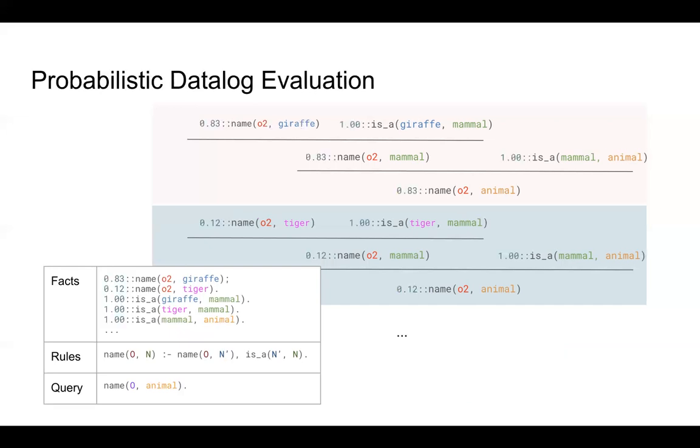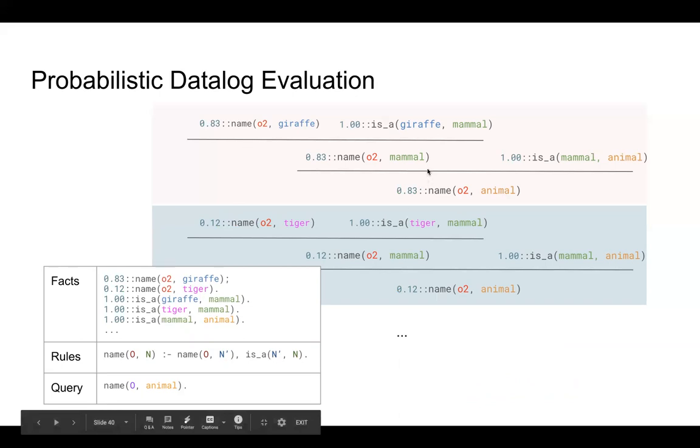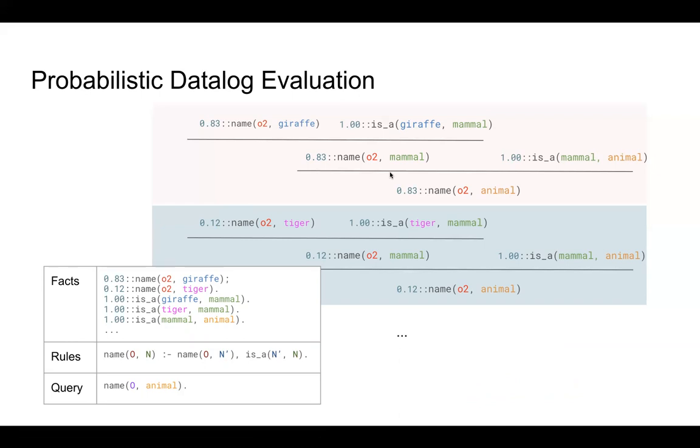Now let's get back to our probabilities. You might propagate them through these proof trees, as I've shown here. In each of these trees, we only see conjunction right now, but later on we'll also see disjunctions. So in this particular proof tree, what we would do is multiply these probabilities and finally get what's called the success probability of this query, in this case, whether O2 has the name animal.